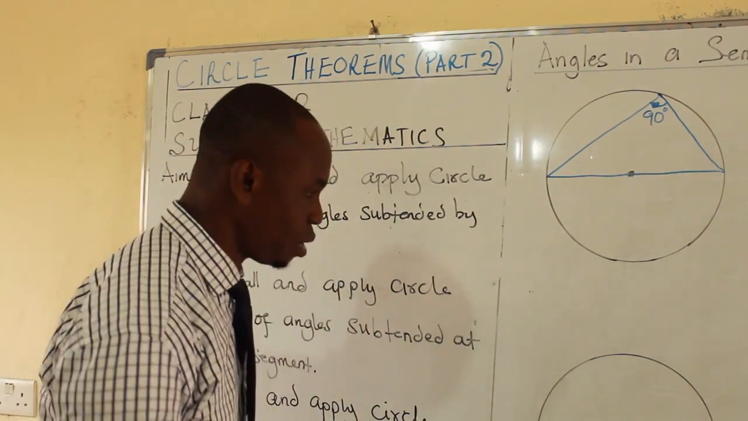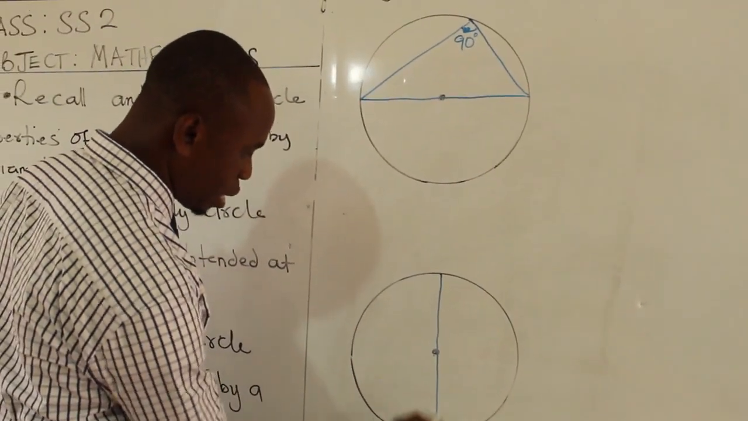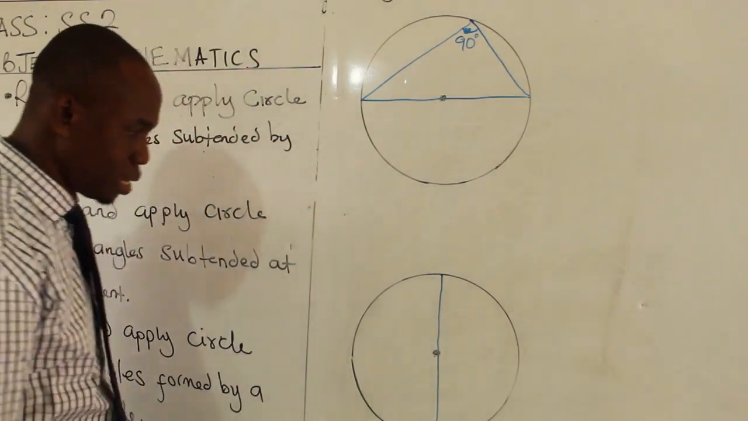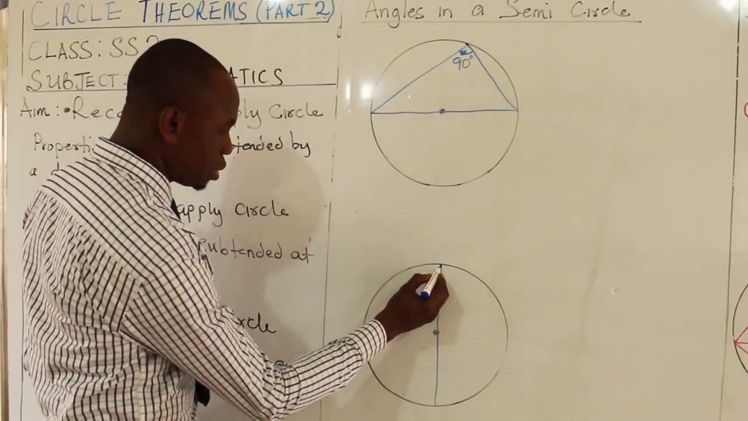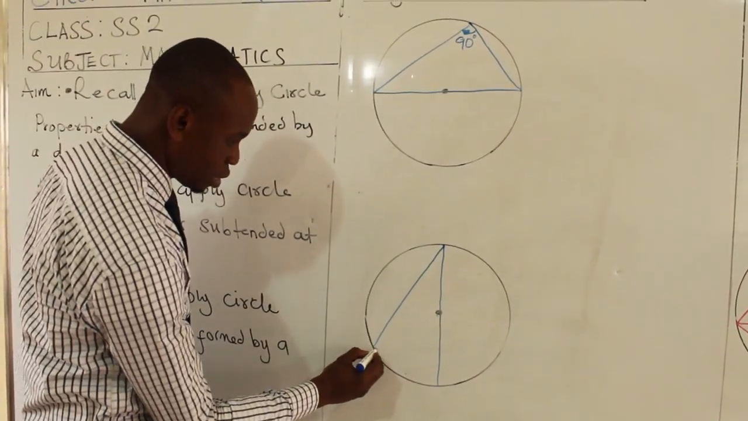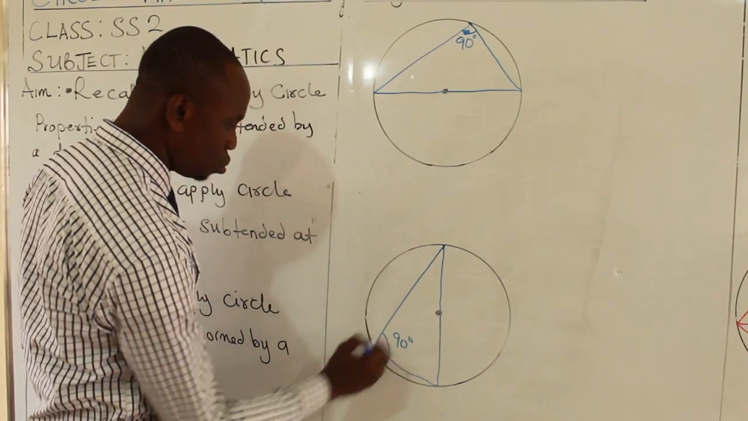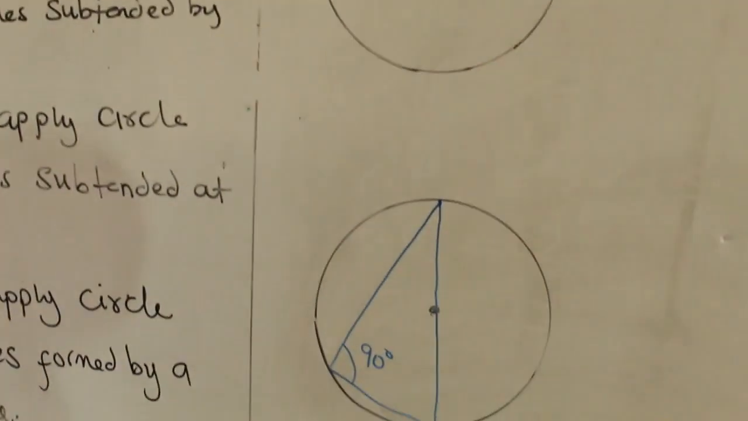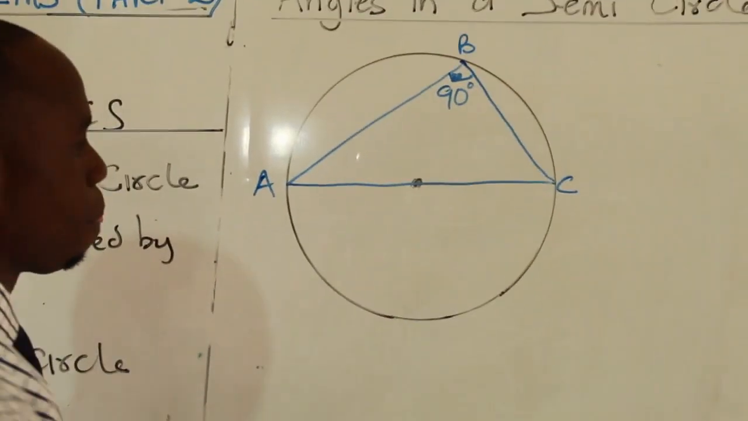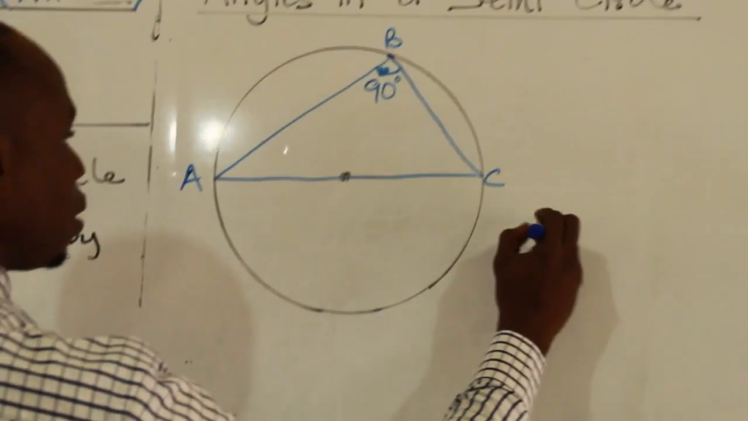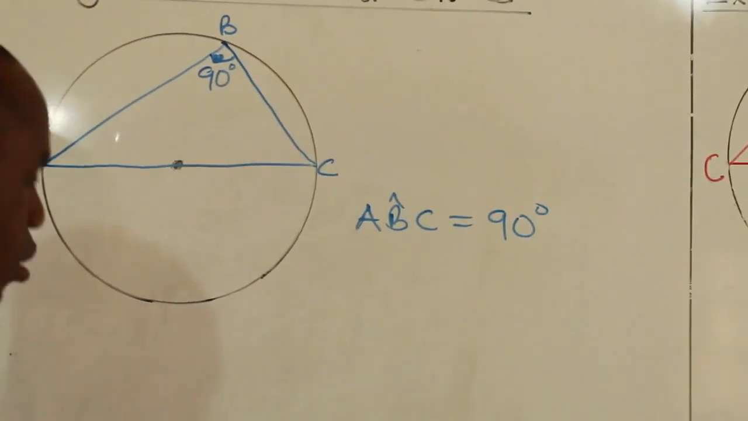I have another circle here. If I draw a line from this end to cross the center to the other end, the line, like I said earlier, is called a diameter. If I draw a line from this end down to this point, and I take it back here, the angle formed here must be equal to 90 degrees. So if I name this angle A, B, and C, angle ABC is always equal to 90 degrees.